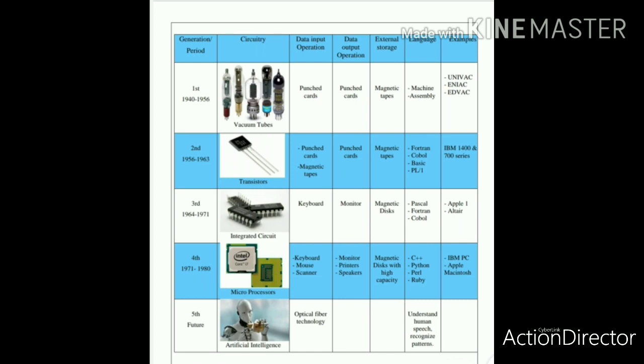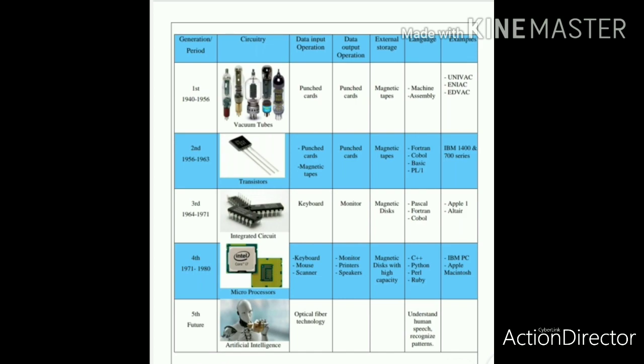There are 5 generations of computer. First starts from the year 1940 to 1956. The second generation starts from 1956 to 1963. The third generation starts from 1964 to 1971. Fourth generation starts from 1971 to 1980. And the fifth generation is a future generation, which is the artificial intelligence or AI.